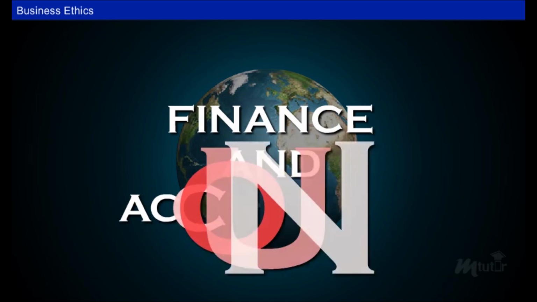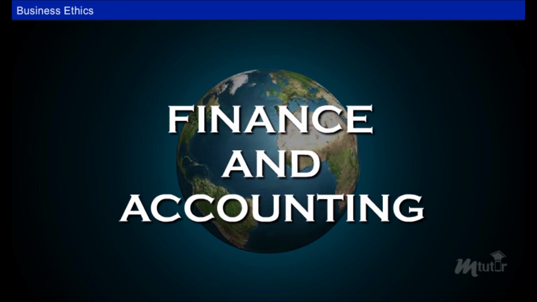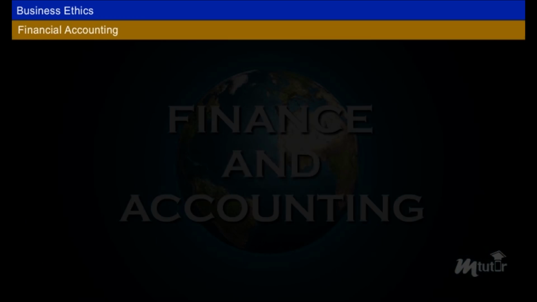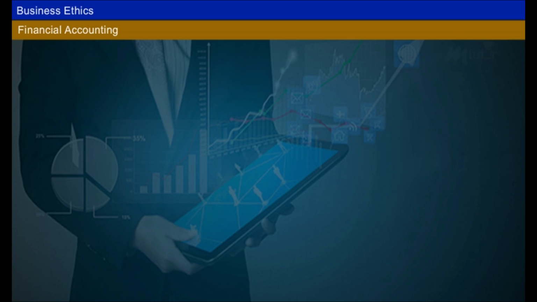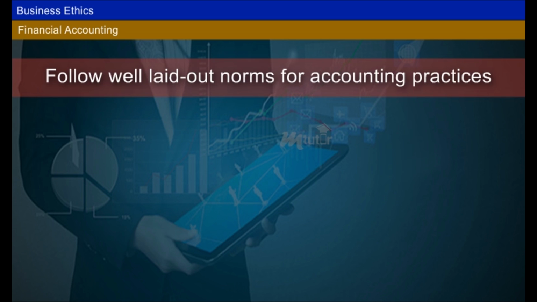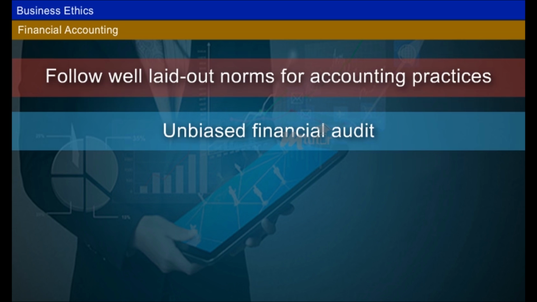In continuation of corporate governance, the next governing factor is accounting in business. Financial accounting is the field of accounting concerned with the summary, analysis, and reporting of financial transactions pertaining to a business. Businesses must follow well laid out accounting norms and unbiased financial auditing, considering them a great social responsibility.